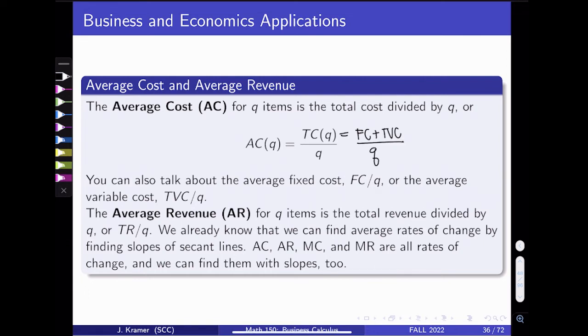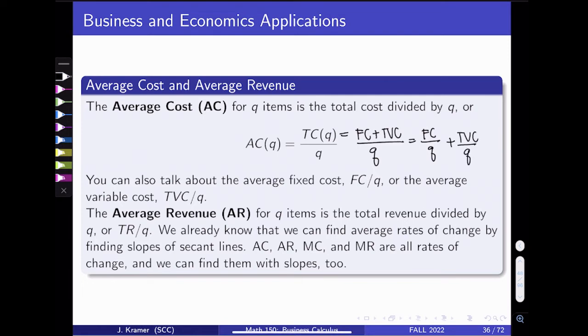You can also talk about the average fixed cost, which would be fixed cost over Q, or the average variable cost, which is total variable cost over Q. And you're allowed to do that because you can divide each term in the numerator by the single term that's in the denominator. This is an okay operation to take.